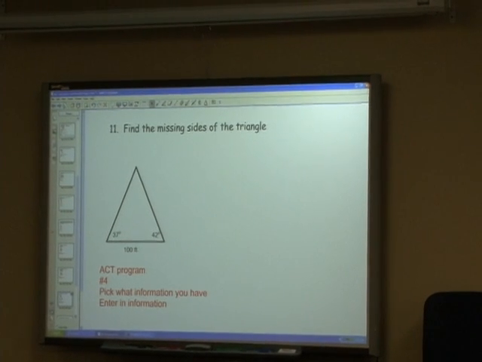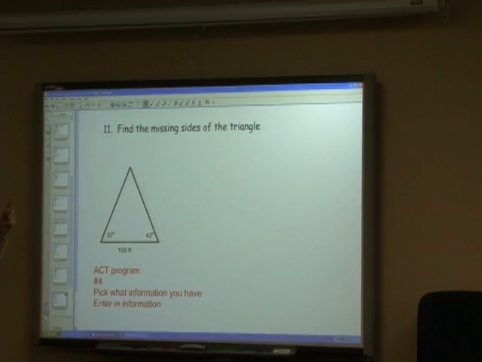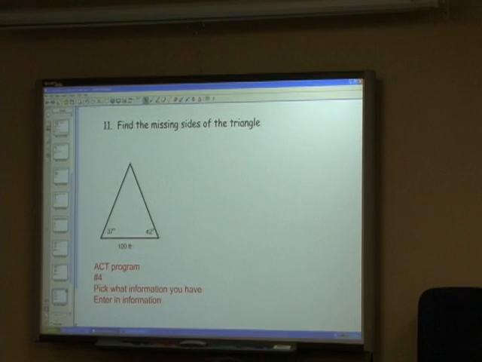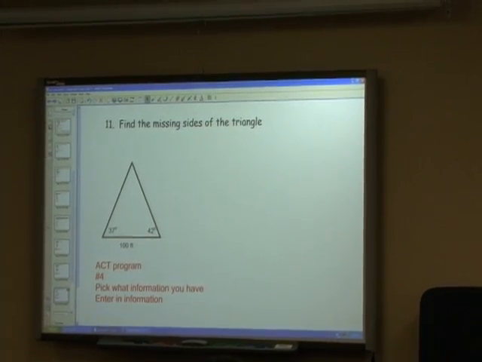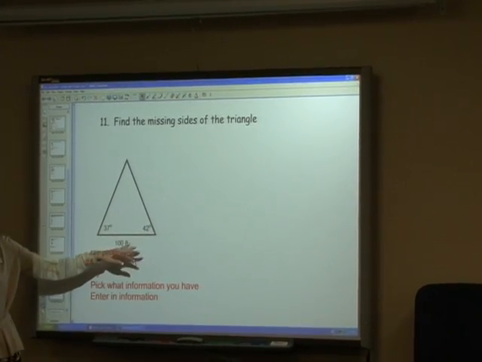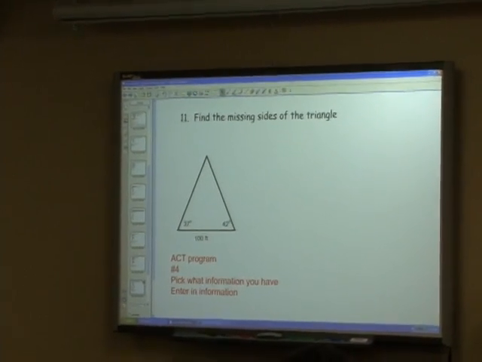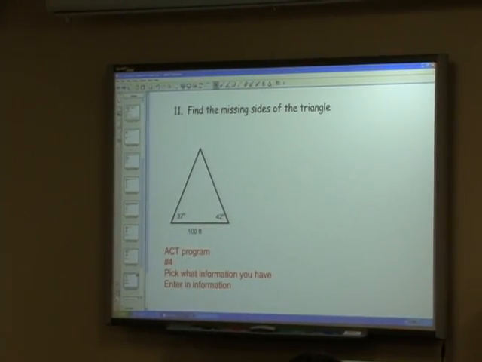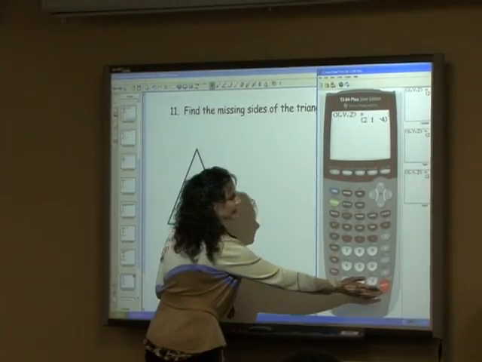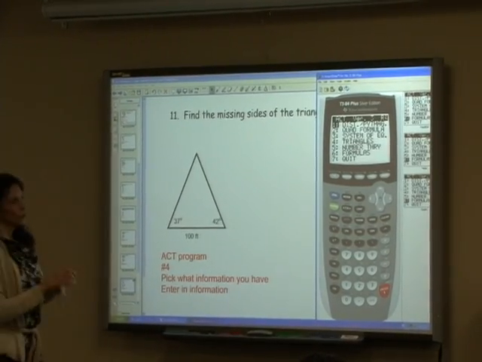Okay, in order to do this, well, for this one, we'd have to make this a right triangle, see if we could use trig ratios somehow, okay, because we can only use trig ratios if we have a right triangle, or we could use law of sines or law of cosines, okay? But anytime you have a triangle, or need the area of a triangle, you can put it in your ACT program. All right, so let's look at it. I'm going to hit enter to get back to my main menu. I'm dealing with a triangle, so it's number 4.